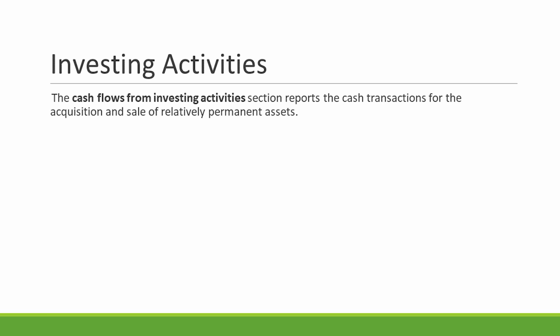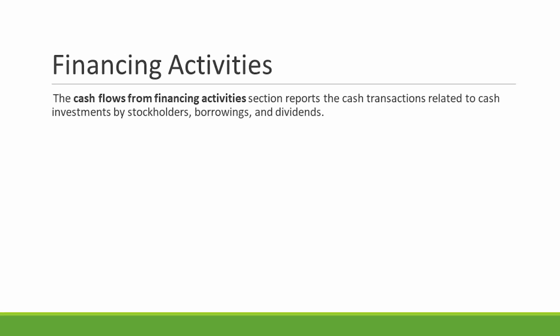The investing activities section reports the cash transactions for the acquisition and sale of relatively permanent assets. And lastly, your financing activities reports the cash transactions related to cash investment from stockholders, borrowing, and dividends. Now let's dive a little bit deeper into the cash flow statement.